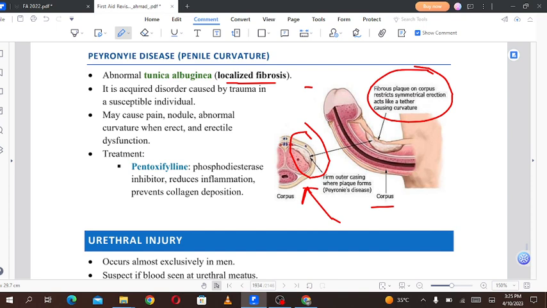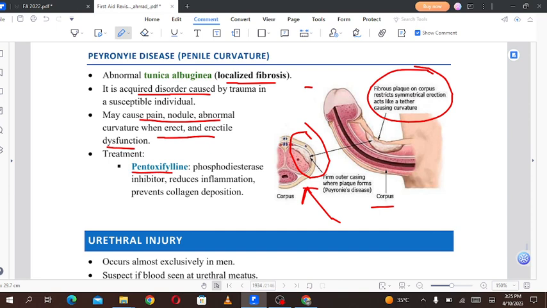So abnormal tunica albuginea localized fibrosis is an acquired disorder caused by trauma in a susceptible individual. So whenever there is trauma, there is a chance of developing Peyronie disease. It may cause pain, nodule, abnormal curvature when erect, and erectile dysfunction. Treatment is with pentoxifylline.